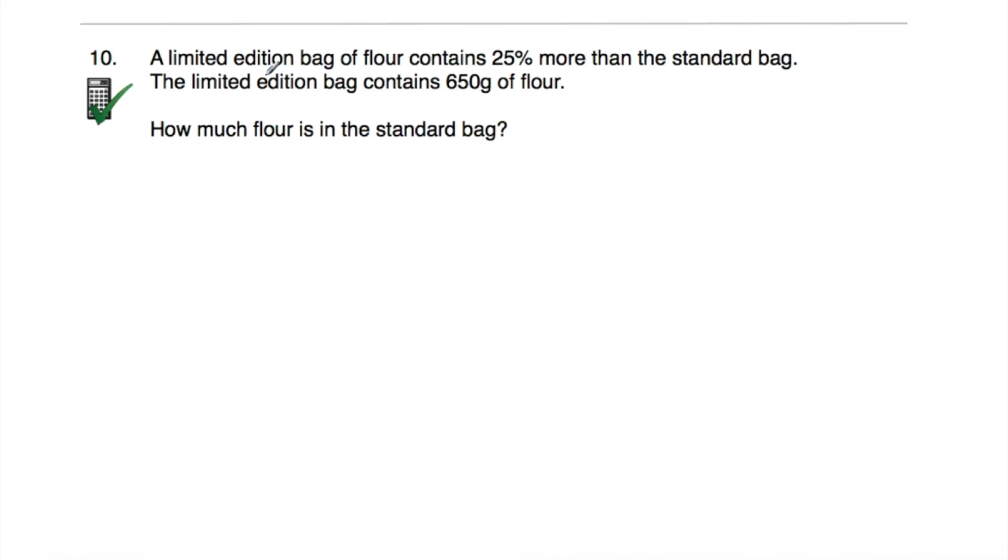Okay, so question number 10 says a limited edition bag of flour contains 25% more than the standard bag, and the limited edition bag contains 650 grams of flour. The question is, how much flour is in the standard bag? Let's let the amount of flour in the standard bag be 100%. This limited edition one contains 25% more, so that'll be 125%. So 125%, how much flour is in the limited edition bag, is equal to 650 grams.